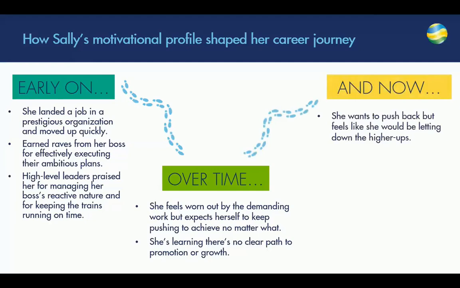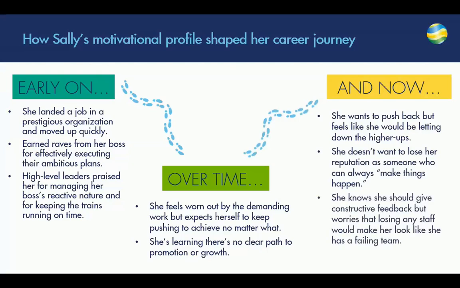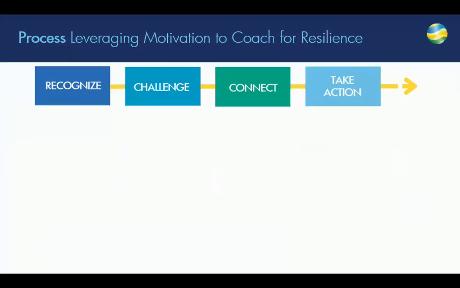And now she's exhausted and she wants to push back, but she's worried that she's going to let down the higher ups. She also doesn't want to lose her reputation as someone who can make things happen. And she knows she should give constructive feedback, but worries that if she loses any staff, it would make her look like she has a failing team. So you can see how what helped her success in the beginning is actually now starting to contribute to some of her issues.